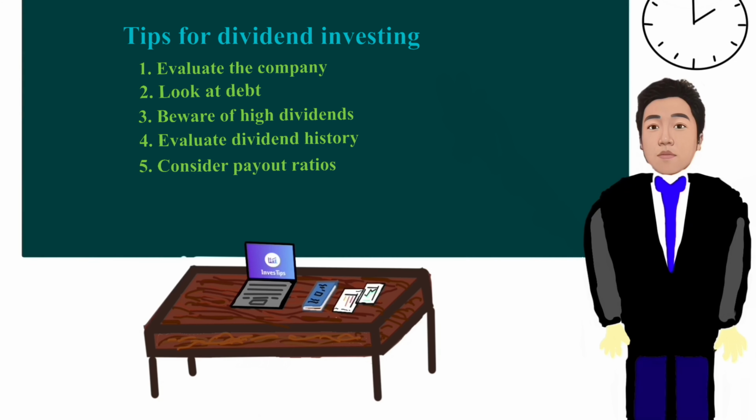The final tip for today is to look at a company's payout ratio. And the payout ratio is simply the percentage of a company's profits that is paid to investors as dividends. So for example, if a company had $1 per share in earnings and then paid 50 cents to investors as dividends, then its payout ratio would be 50%.